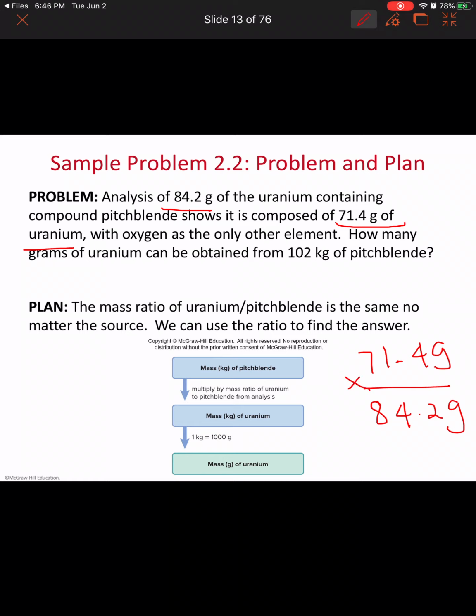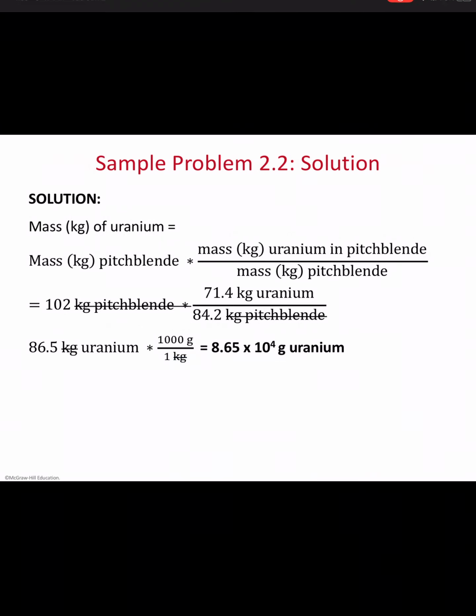Now it's asking if you had 102 kilograms, what's the amount of uranium? So basically you write 102 kilogram and you use the ratio 84.2 gram pitch blend, you have 71.4 gram uranium. So this gram and this gram can get cancelled, and your answer will be in kilogram, and then you can later on convert it to grams. So in the next slide it shows you how to do the calculation.